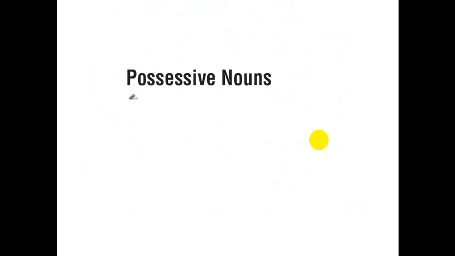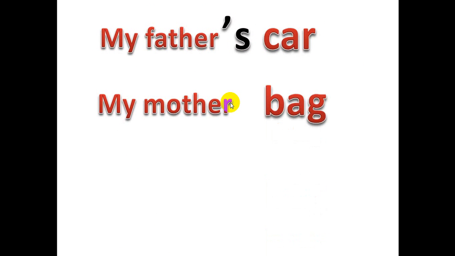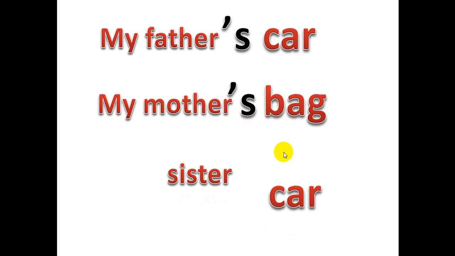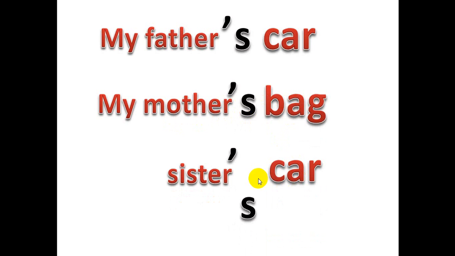Here we said before about possessive nouns, apostrophe S. For example, my father and car. I'd like to make this car belong to my father, so I put apostrophe S to my father. So I say my father's car. So this car belongs to my father. And I said this is my mother's car, my mother's bag. I'd like to make this bag for my mother, so I put apostrophe S. So I say my mother's bag. And I'd like to make this car for my sister, so I say sister's car. I add apostrophe S. So I say sister's car.